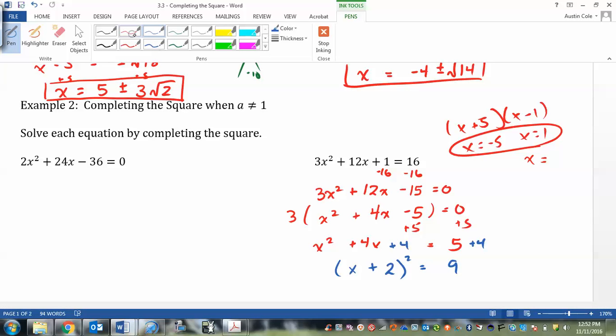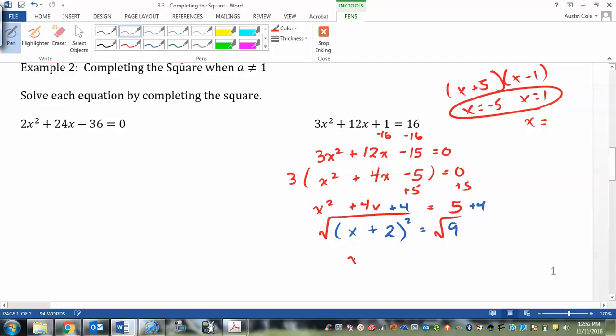Now what do we do? Square root both sides. Isn't it funny how some people say root and some people say root? I have x plus 2 equals plus or minus the square root of 9, which is 3. Now I'm going to minus 2 on both sides, so x is going to equal negative 2 plus or minus 3. Now, what's negative 2 minus 3?